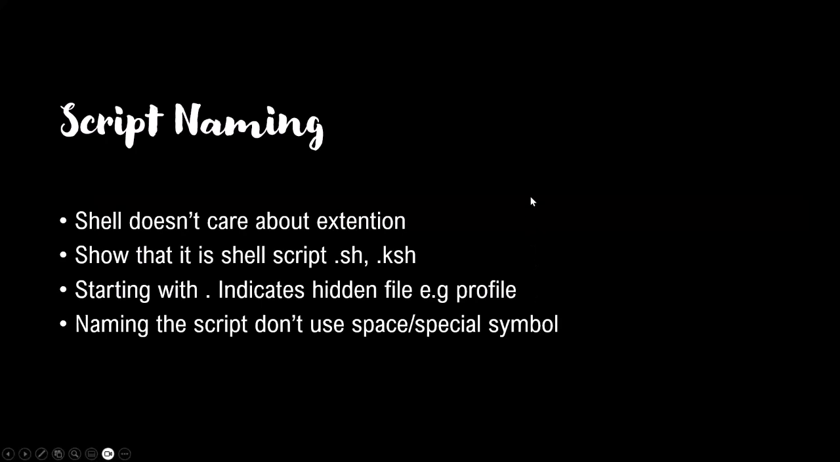When you are working on the script, how can I name it? The main goal should be indicated with the script name, and the shell does not care about the extension. You give .sh, or if you don't give it, it will also work. Just for indication, if it is going to use the Bourne shell, then we use .sh. If it is using the Korn shell, ksh, the script name can have an extension, but this is not mandatory. Remember that point. Starting with a dot indicates that it is a hidden file.